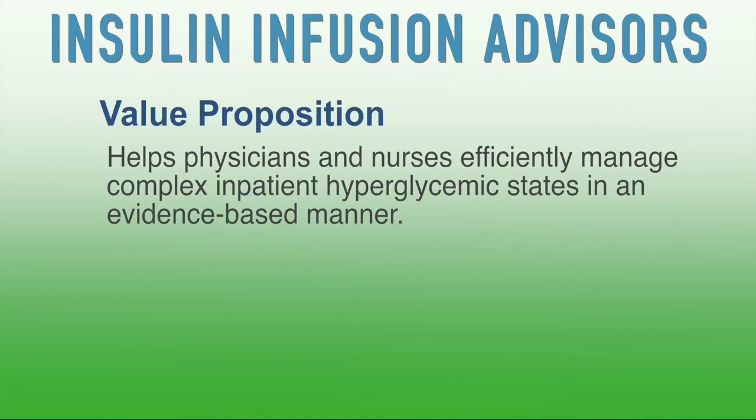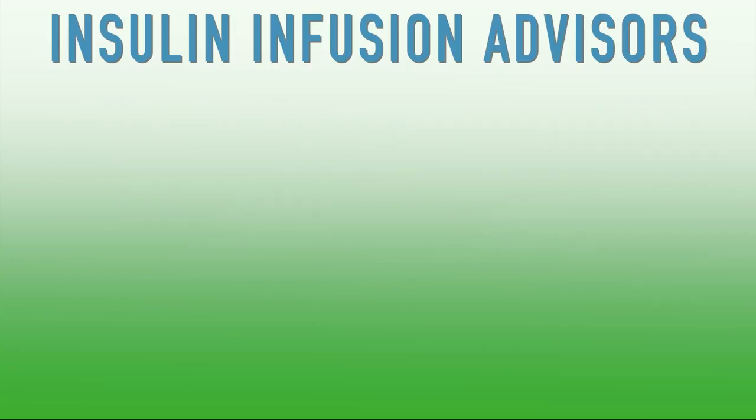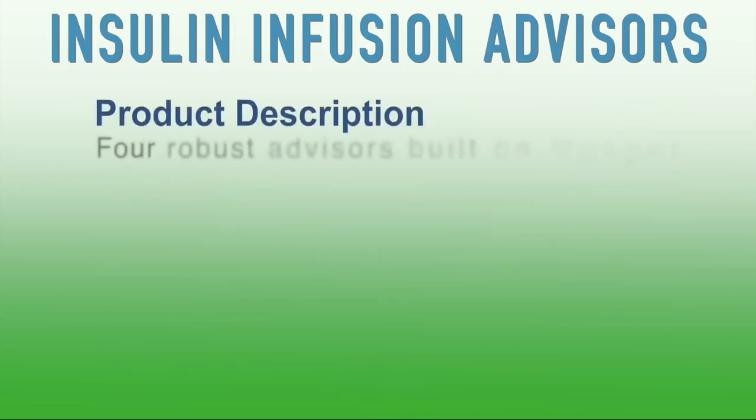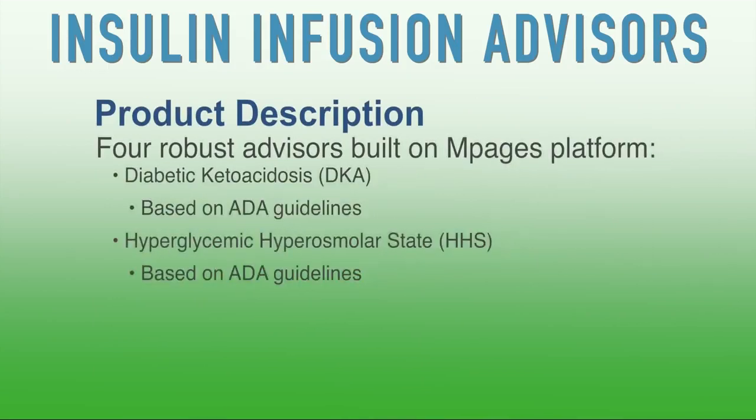Using the mPages platform, we were able to build 4 robust advisors. The first and second are diabetic ketoacidosis, DKA, and hyperglycemic hyperosmolar state advisors, or HHS. These are based on American Diabetic Association guidelines.